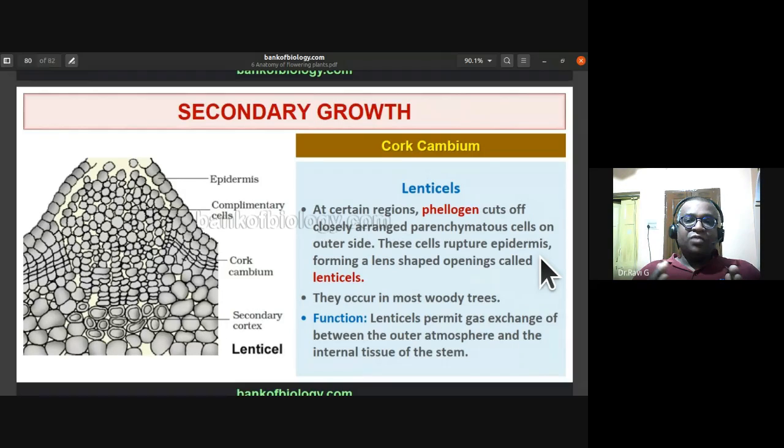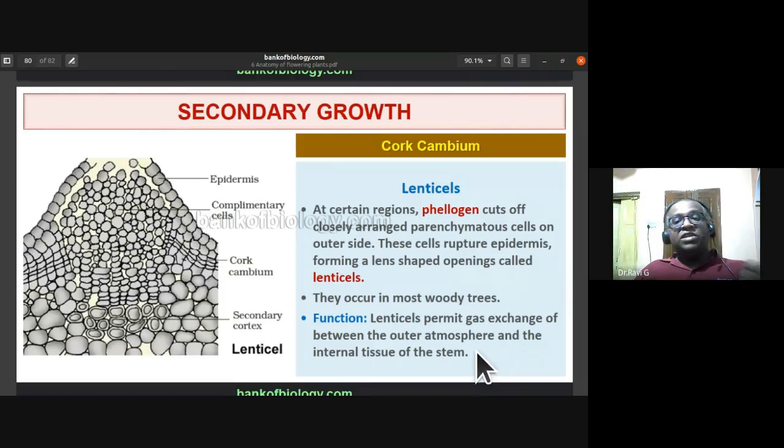How are lenticels formed? These cells are formed by the rupture of the epidermis, which forms a lens-shaped opening called lenticels. Within these lenticels, you find the parenchymatous tissues produced by the cork cambium, and we call this parenchymatous tissue below the lenticel complementary tissue or complementary cells. Lenticels occur in most woody trees, that is, where secondary growth has taken place.